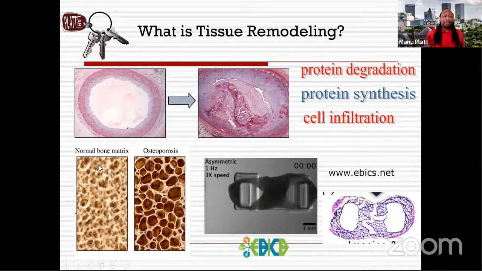Another example is osteoporosis, where the normal bone matrix is highly collagenous and mineralized for biomechanics, but we also know it serves as a calcium reservoir. But osteoporosis happens more commonly in postmenopausal women. There's loss of that type 1 collagen component, and demineralization. And again, not only do you lose the biomechanical components of the bone, but also some of the biochemical components.